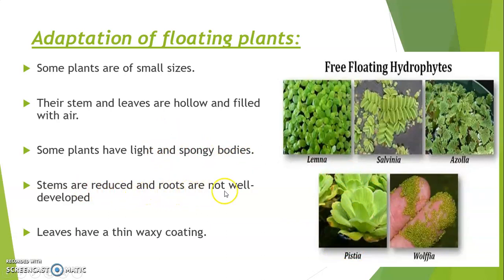Stems are reduced and the roots are not well developed. So these roots do not go to the bed of the water. They lie in the water body only, somewhere inside, but not so deep. Okay, stems are reduced and they are very small. As these plants are very small in nature, the stems are also very reduced in size. Okay, so leaves have a thin waxy coating. Okay, these are the adaptations of the floating plants.